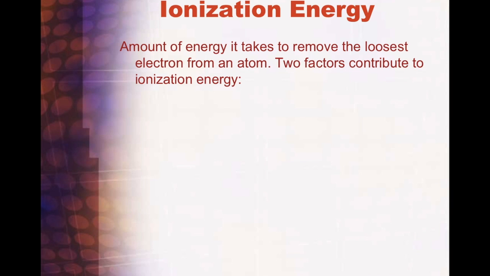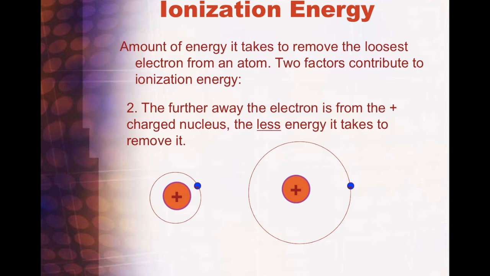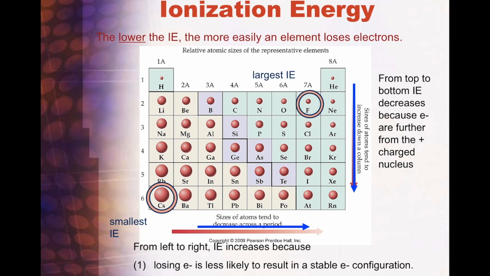And then the other is, again, the size of the atom. If the electrons are close in to the nucleus, they're harder to lose, and so the ionization energy increases. If they're further from the nucleus, it's easier for the electrons to be lost, and the ionization energy decreases. So let's look at what this means in terms of trends on the periodic table.